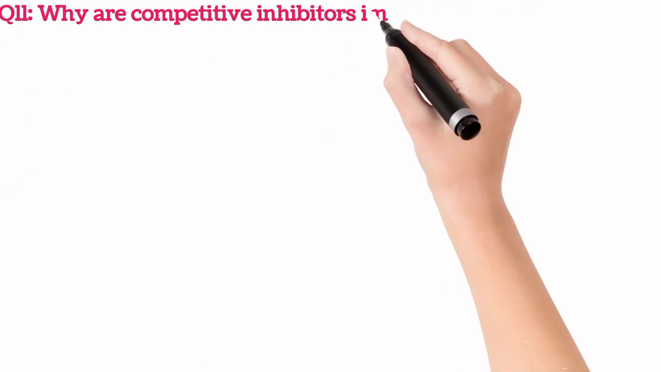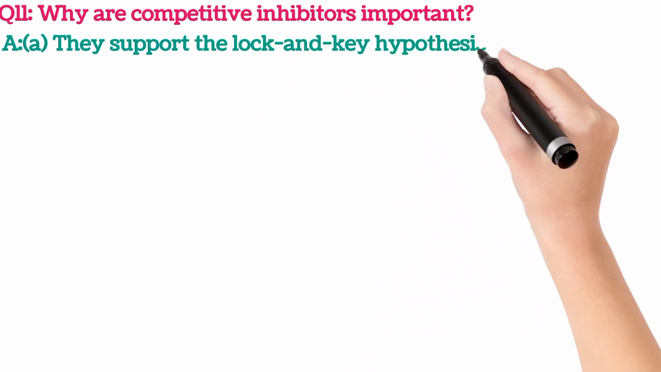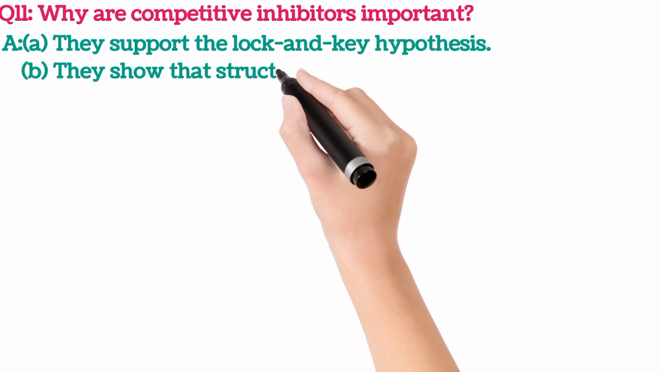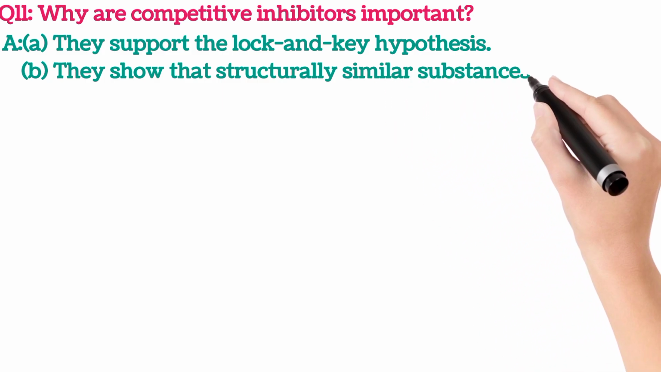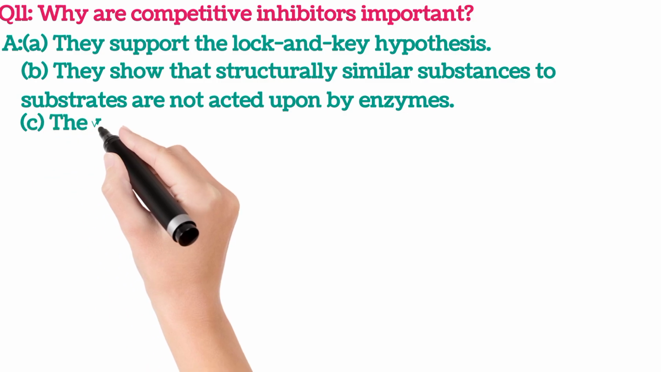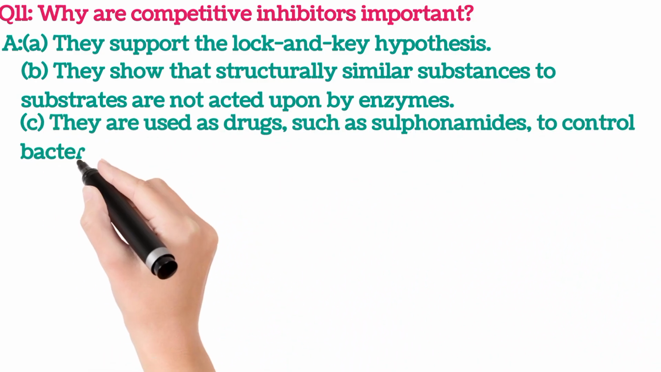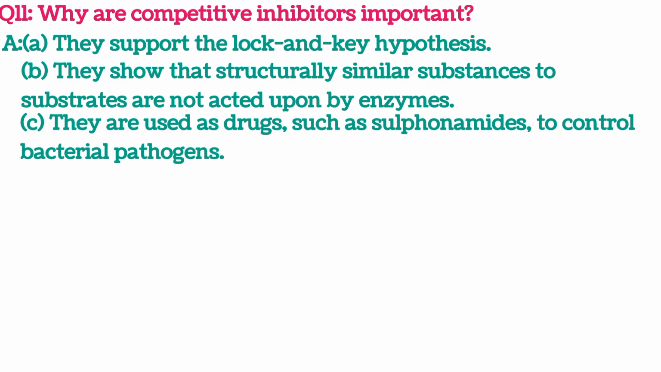11. Why are competitive inhibitors important? A. They support the lock and key hypothesis. B. They show that structurally similar substances to substrates are not acted upon by enzymes. C. They are used as drugs, such as sulfonamides, to control bacterial pathogens.